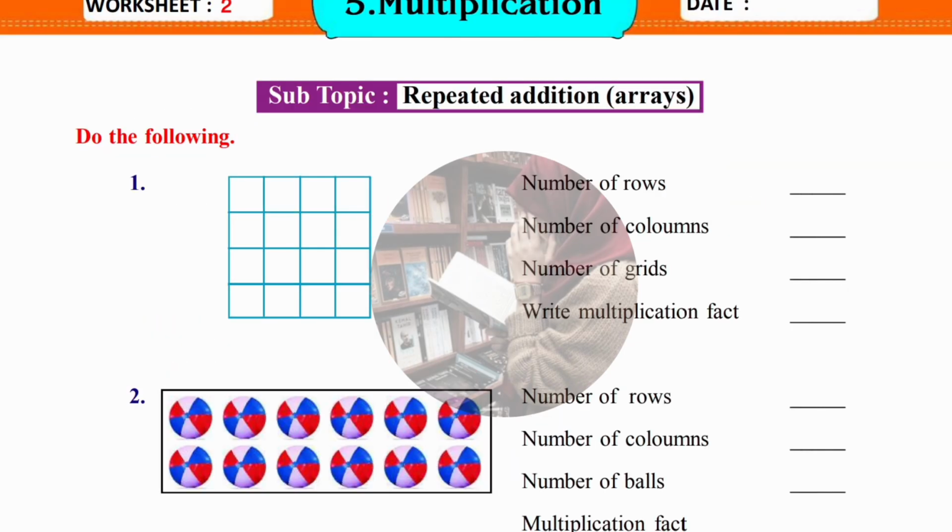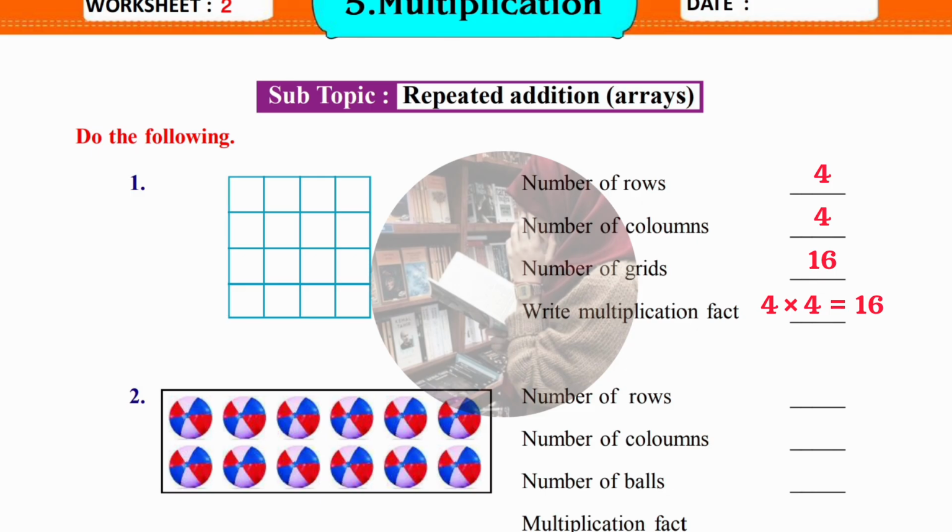Here the subtopic is repeated addition, which we call arrays also. One square box is given in which we have 4 columns and 4 rows. Means horizontal and vertical way we have 4 blocks, which means 4 fours are 16. Let's observe the grid. Here we have some blanks which we need to fill. First one is number of rows. How many rows we have? Rows are nothing but horizontal lines, means 1 2 3 4.